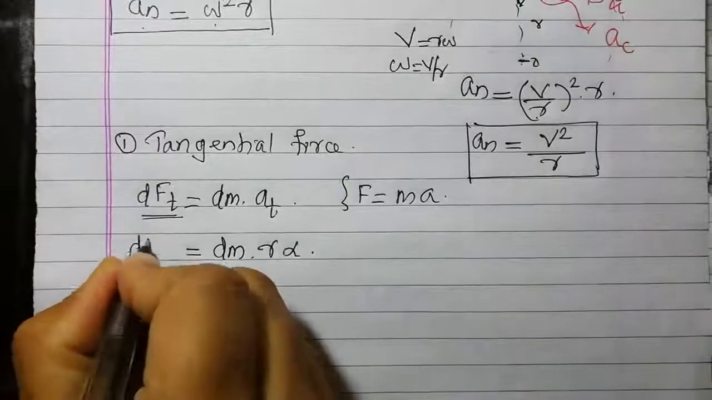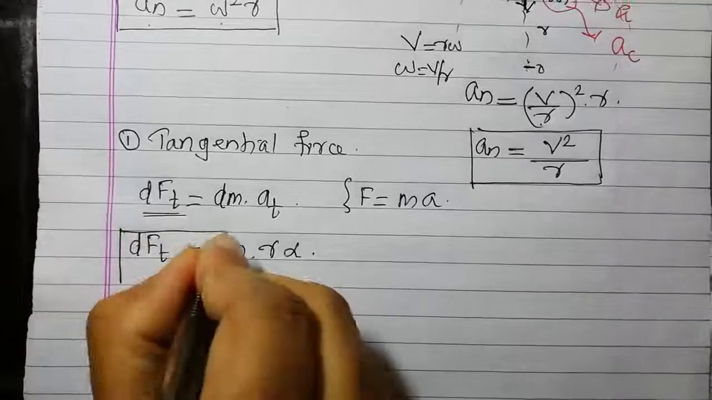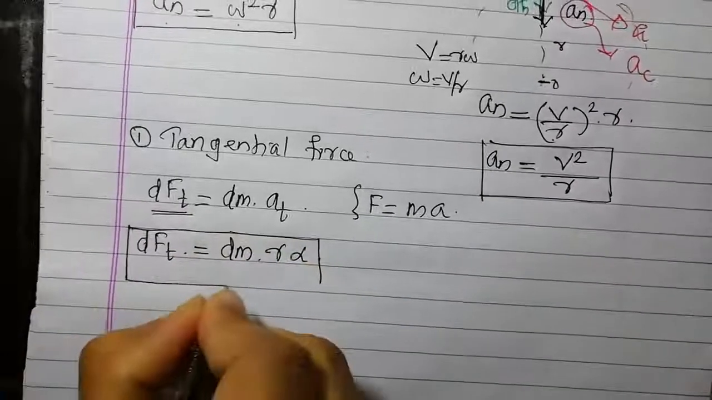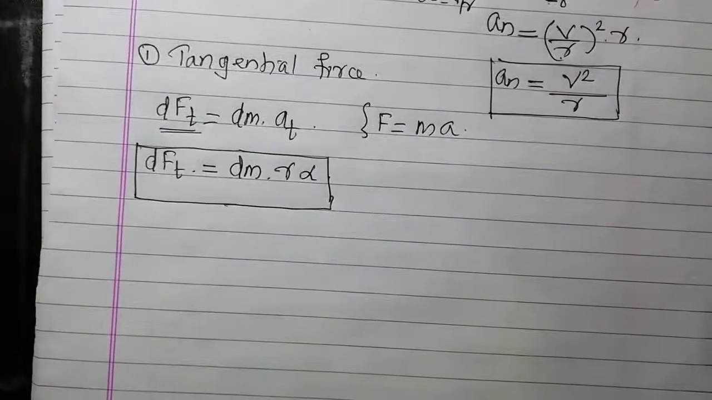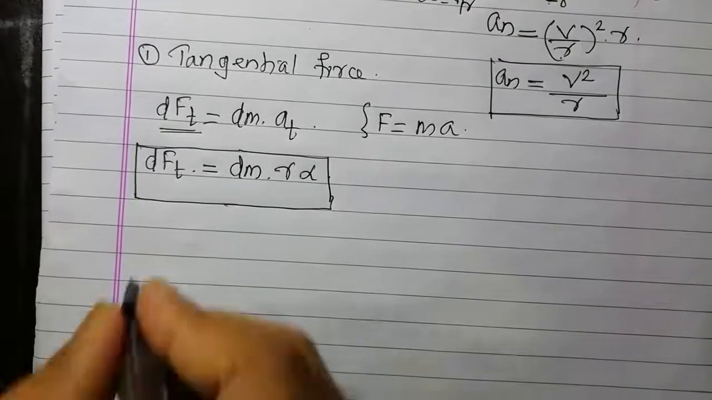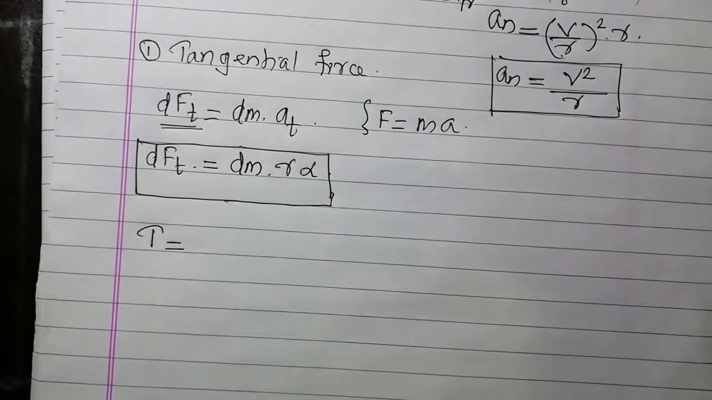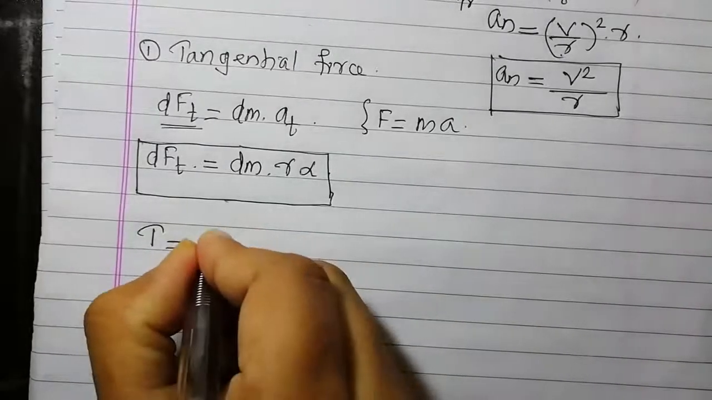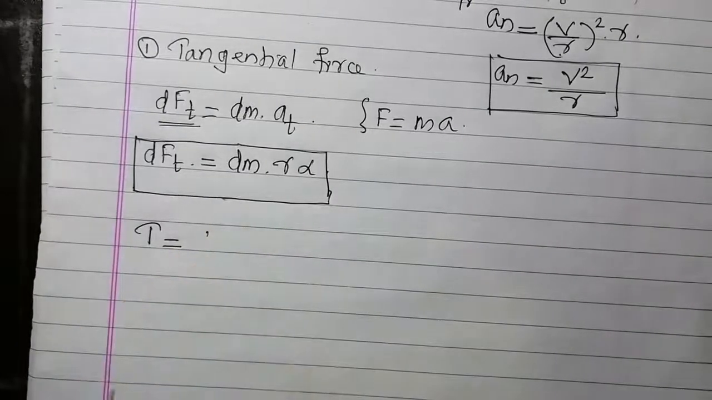dm in dft is equal to dm into r alpha. Okay, so this is the expression for tangential force acting on the small elemental mass dm. Now our aim is to calculate an expression for torque. Torque is nothing but the turning moment or rotating effect or the capacity of rotation. So torque is equal to the moment, which is force into perpendicular distance.